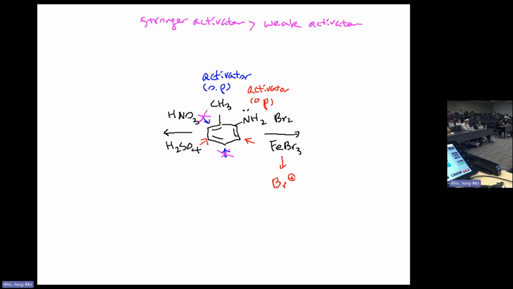I mean, of course, this is not going to be this, but the amino's electron density is coming in, that pops out, taking the bromide, and that's how it's happening. We're going to end up with bromine in this position, which is also para to that. So that will happen.